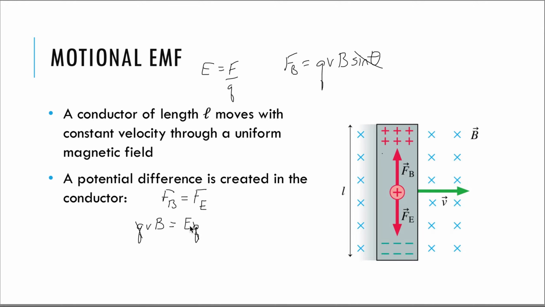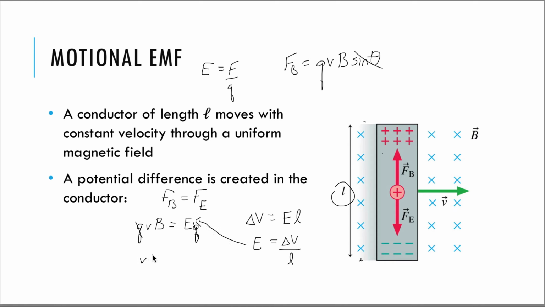We need to make one more substitution. We also learned in a previous chapter that there's a potential difference between 2 points, let's say between this point and this point, that is going to equal the electric field times the distance between those 2 points, which in this case is given by L. Now usually there's a negative sign here, but we're just looking at the magnitude of these two forces equal to each other, so we don't have to worry about the negative sign. We can solve for E here, and we get that the electric field is a potential difference per length. And we can substitute that into here.